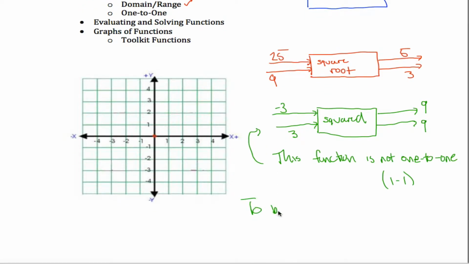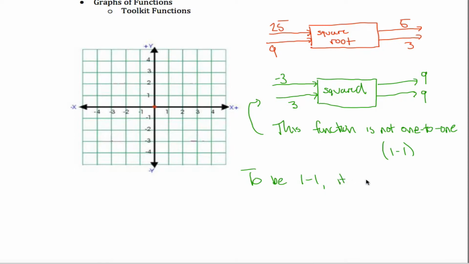To be 1-to-1, it's a lot easier to say what's not 1-to-1. To not be 1-to-1, you must have 2. A function is not 1-to-1 if 2 different inputs yield the exact same output. So to be 1-to-1, it must not be the case. You can never have the same output from 2 different inputs.